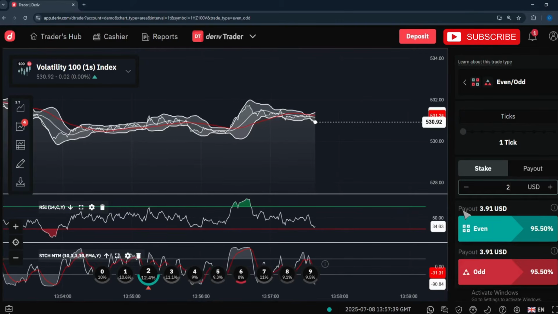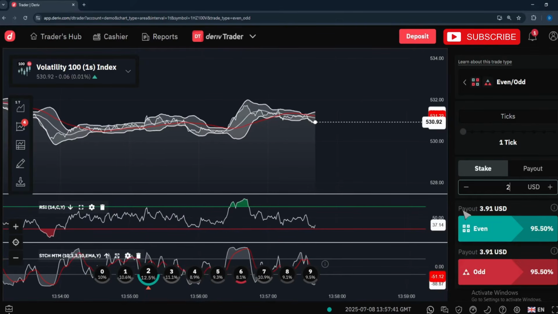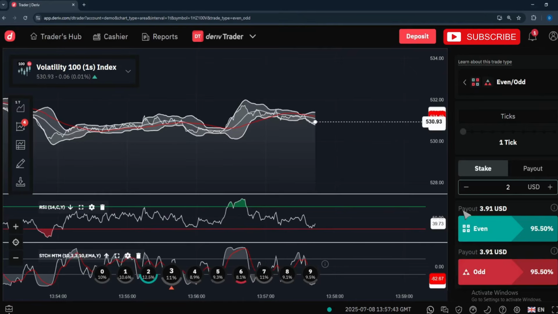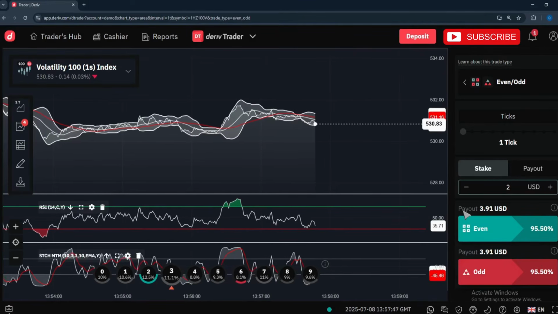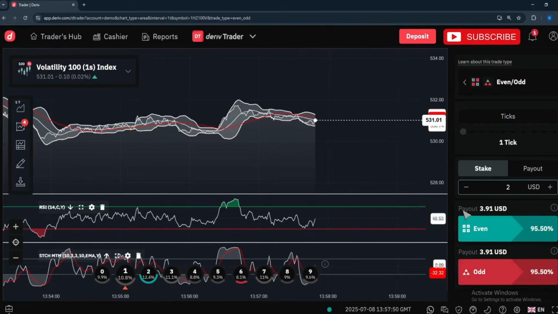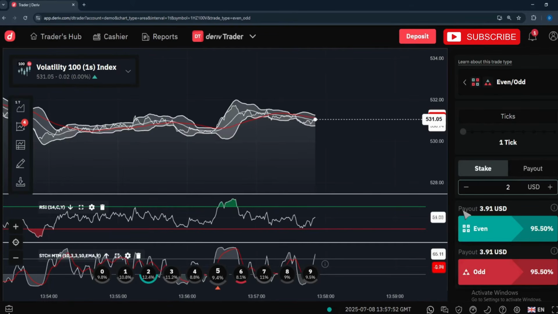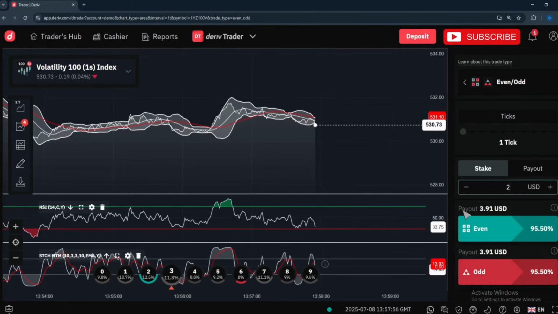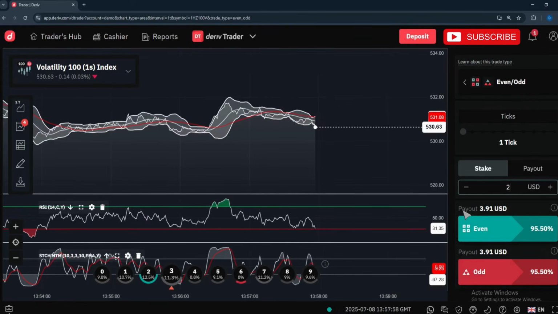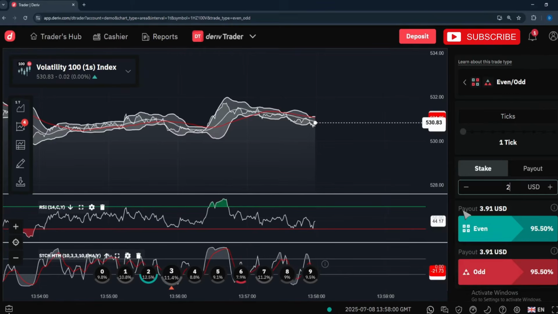If you're trading rise and fall and you see the market is all over the place, don't trade it. Only trade where the market is stable, because trading when the market is unstable will result in losses. And remember, that is one thing that you are avoiding in this situation. So trade at the right time.